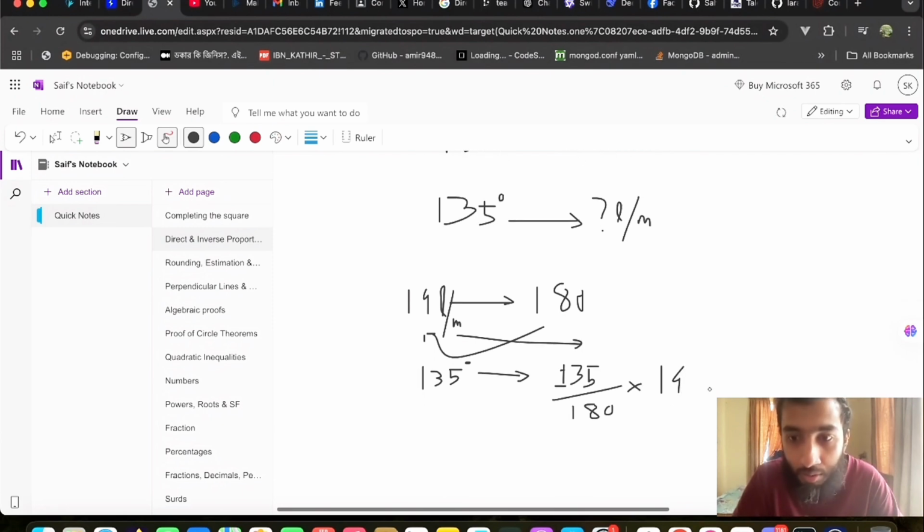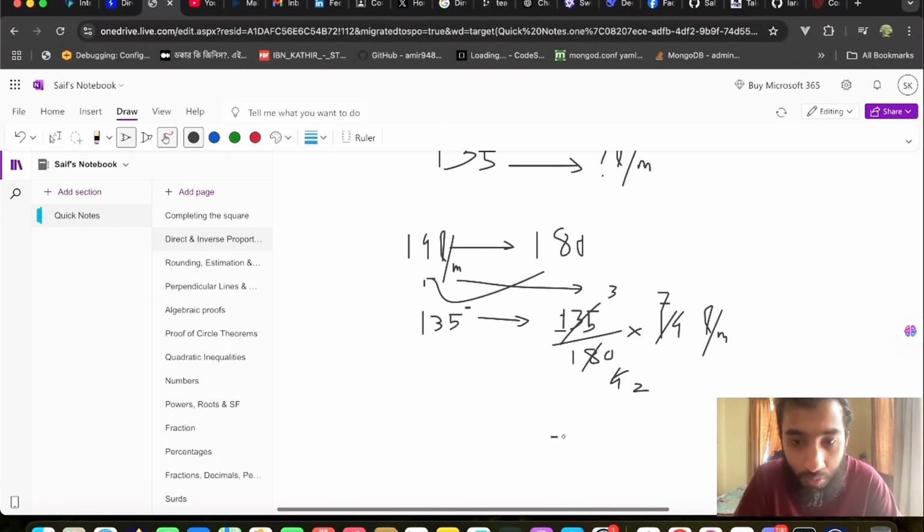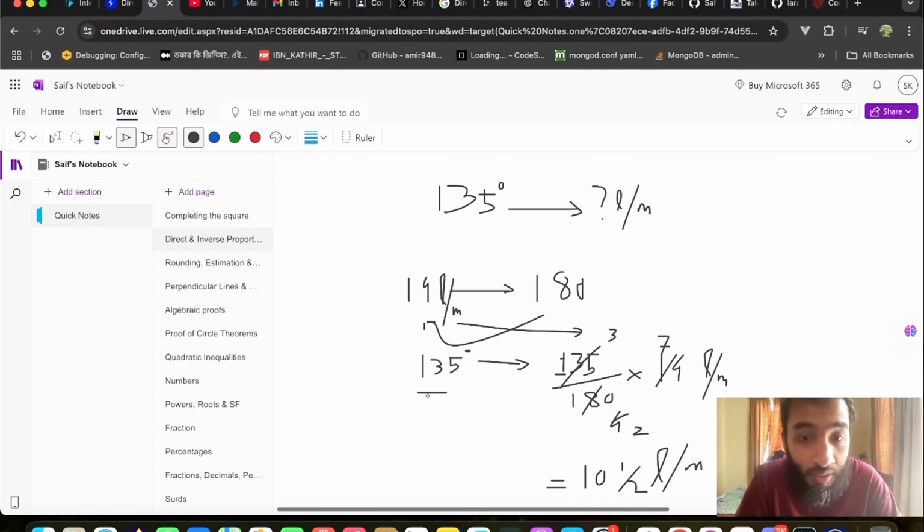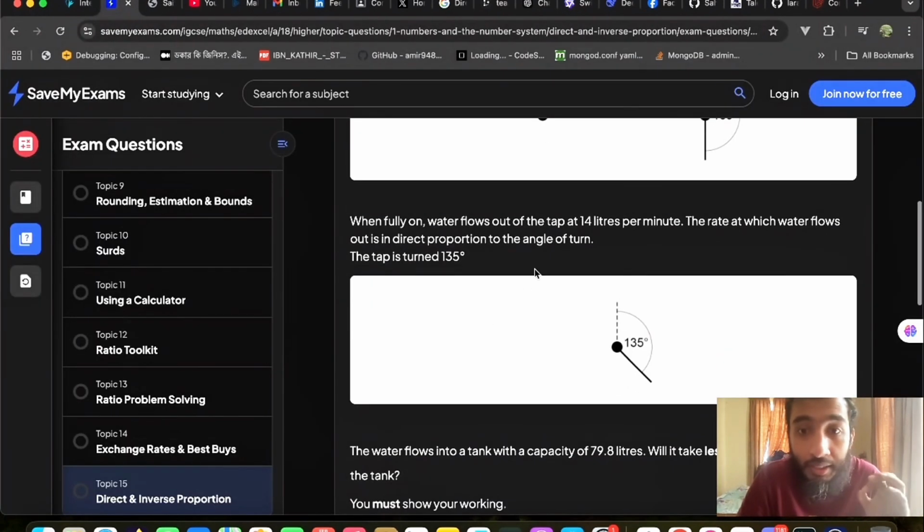So what would it be? If I divide both by 45, it's 3 by 4, right? And if I divide 4 and 14 by 2, it's 7. So 7 times 3 is 21 by 2, or 10.5 liters per minute. So water flows at 10.5 liters per minute when it's in a 135-degree state. Okay, so this is the key information.